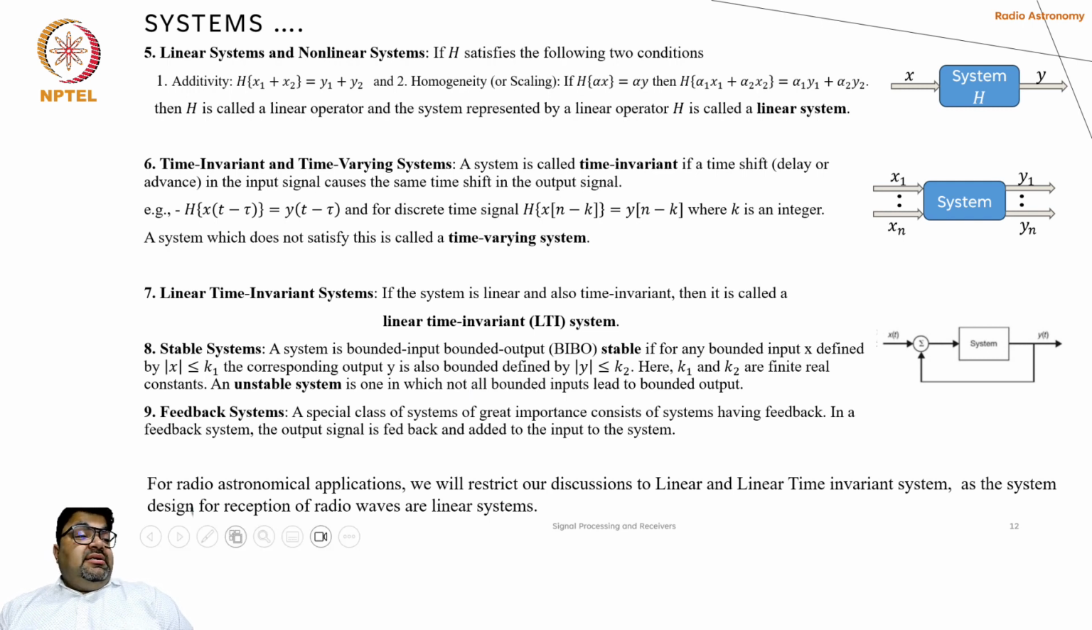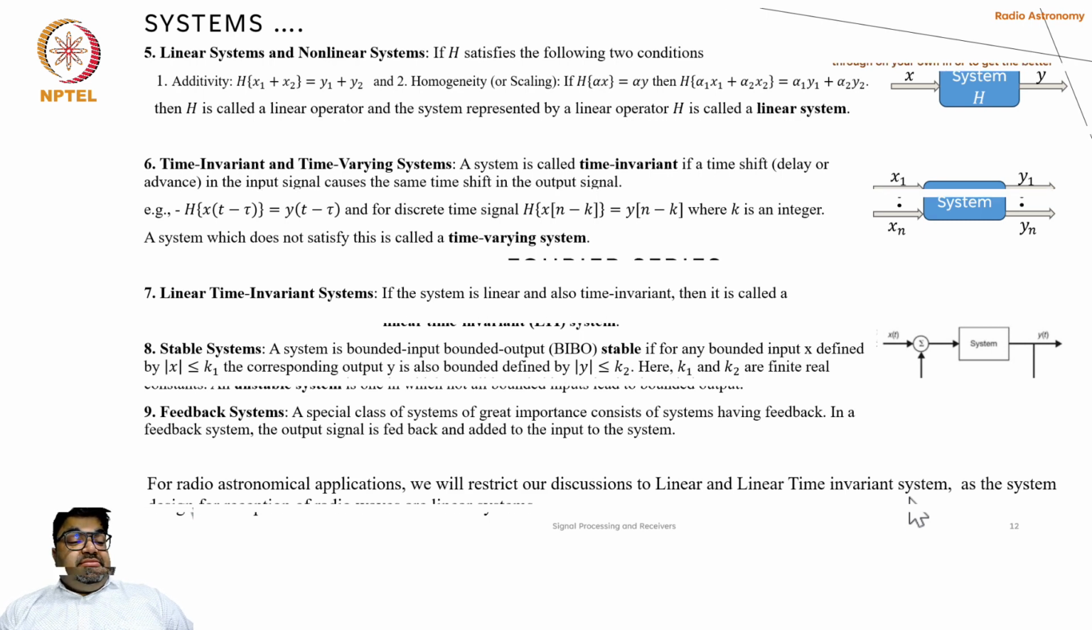Last one, feedback systems. A special class of systems of great importance consists of systems having feedback. In a feedback system, the output signal is fed back and added to the input signal, like this. For radio astronomical applications, we will restrict our discussions to linear and linear time invariant systems, as systems designed for reception of radio waves are linear systems.